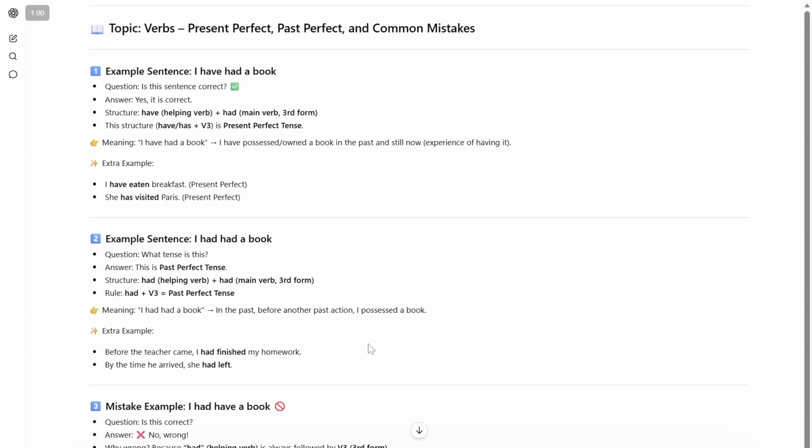Example sentence, I had had a book. Question, what tense is this? Answer, this is past perfect tense. Structure, had, helping verb, had, main verb, third form. Rule, had plus V3 equals past perfect tense, meaning I had a book in the past, before another past action, I possessed a book. Extra example, before the teacher came, I had finished my homework. By the time he arrived, she had left.